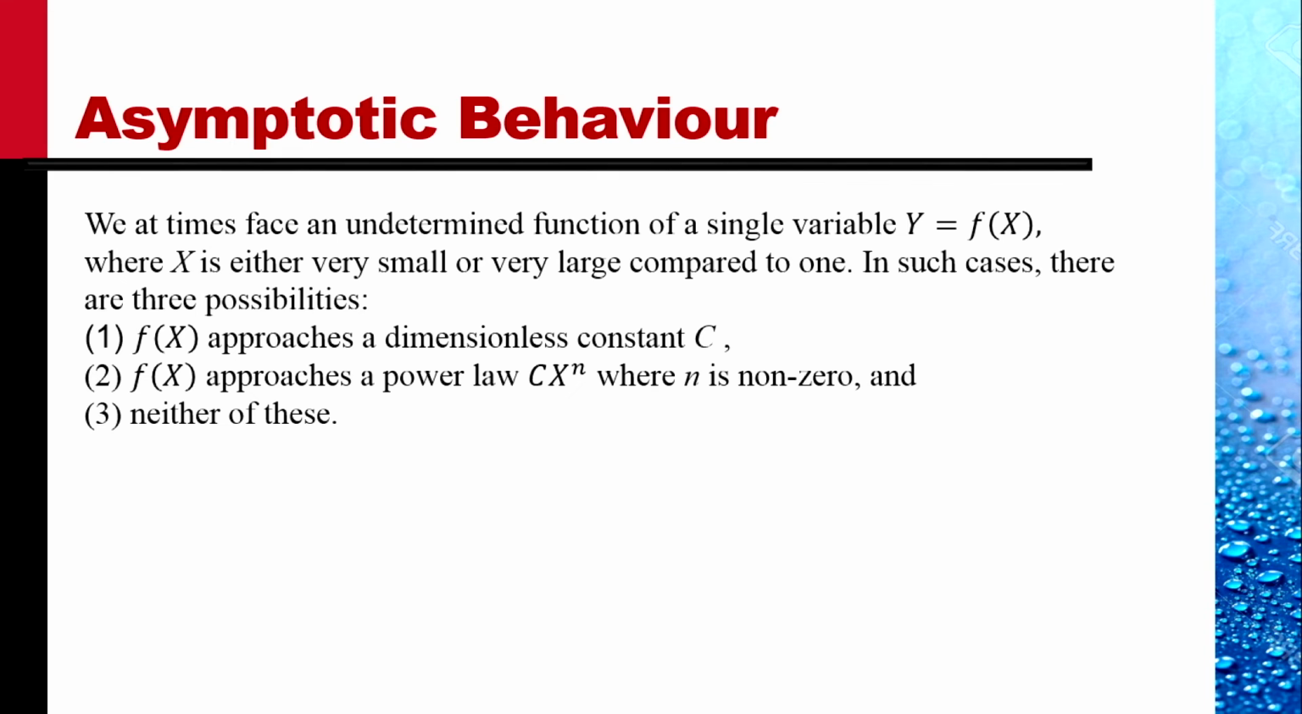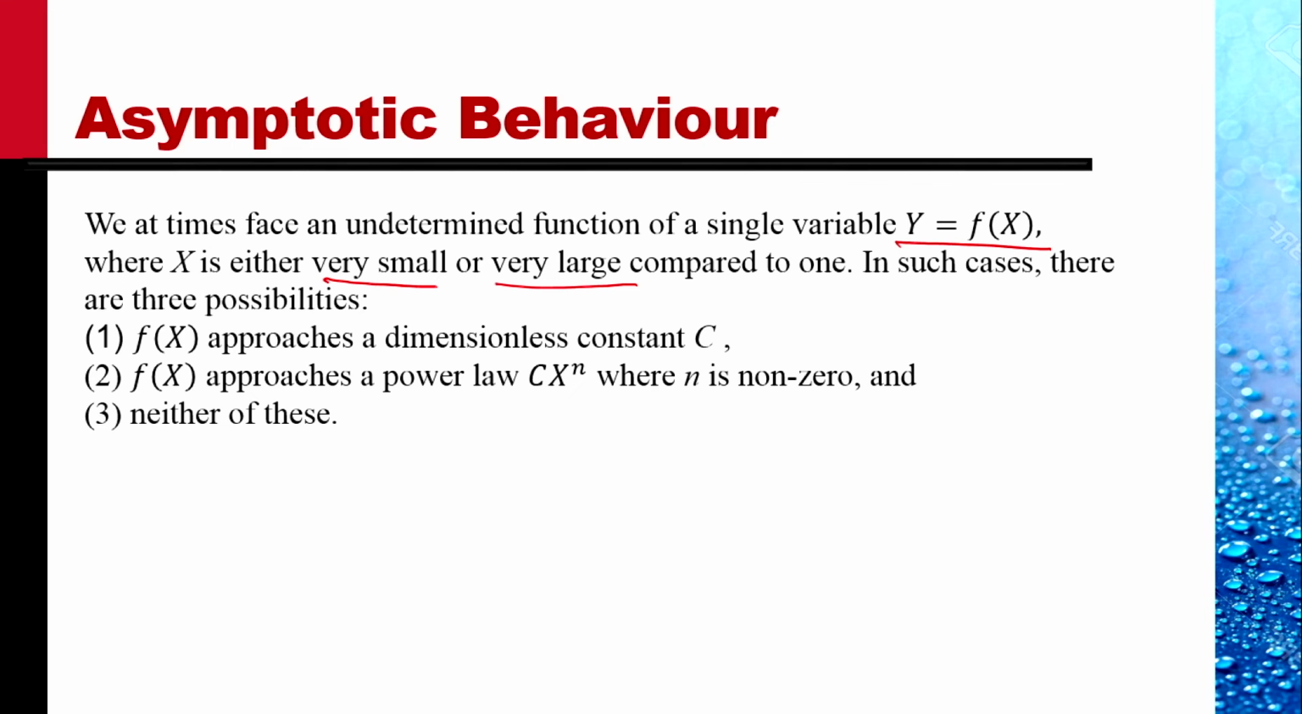Asymptotic behavior of the function is something that we must consider. When there are only 2 parameters involved in a problem, then we get an expression like y is equal to a function of x: a dependent parameter y as a function of a single independent parameter x, where x is either very small or very large compared to 1. Since we are talking of non-dimensional, normalized parameters, we expect them to be of order 1.